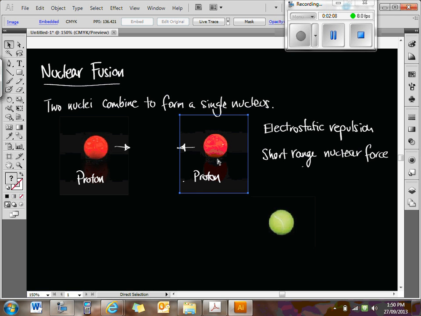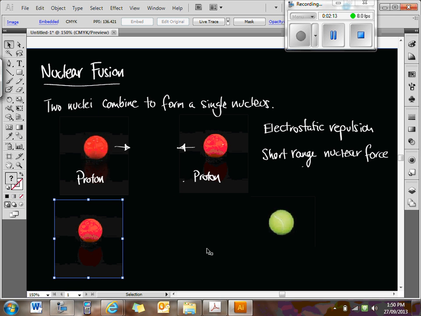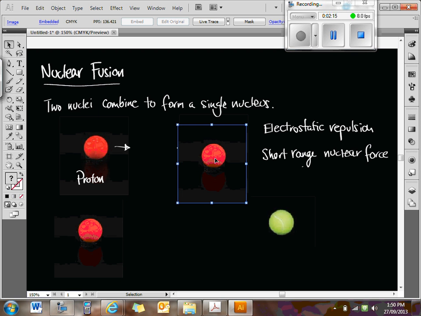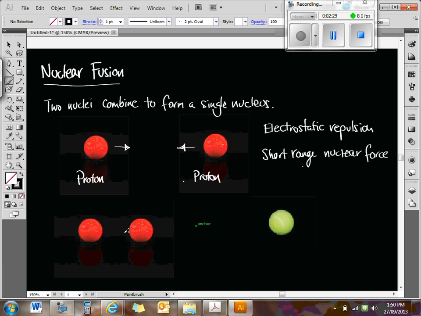Let's have two. Oh, I'm not going to be able to do that, am I? Because they won't become close. Oh, okay, that's no good. That's all right. Imagine though, I've brought them so close to each other that they kind of fuse together. Okay, so that is possible. The short-range nuclear force can take over. The electrostatic repulsion, trying to drive them apart, doesn't do so.